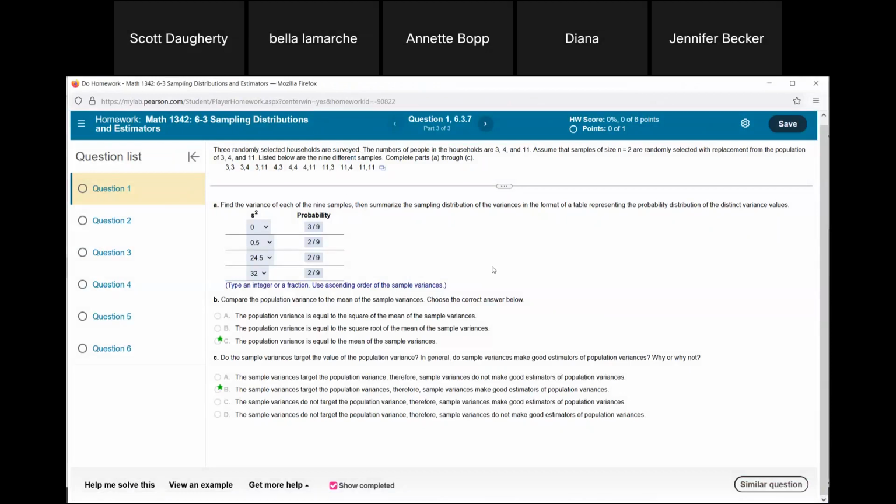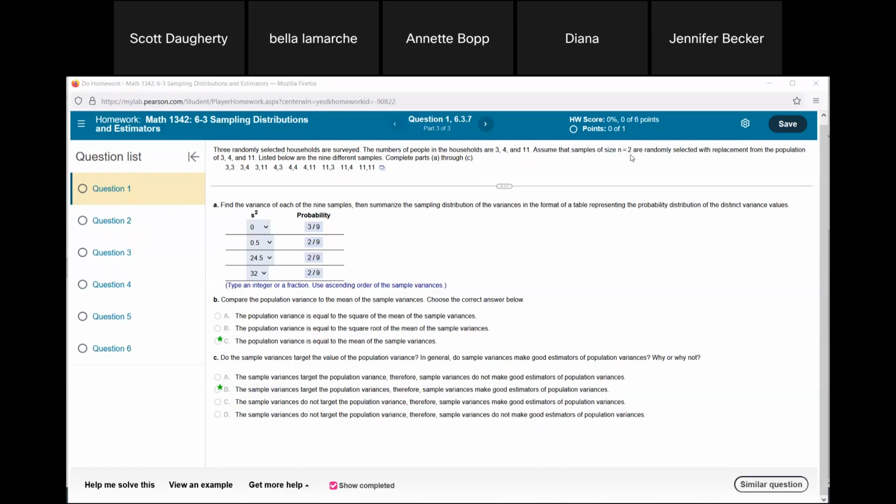Okay, so in the homework, like I mentioned before, we're going to be looking at estimating not only population means, but maybe population standard deviations. So you have to be careful. Like in this problem, let's read through it. This one says 3 households in a neighborhood. That's your population. They consist, the number of people in the households are 3 in the first one, 4 in the second, 11 in the last.